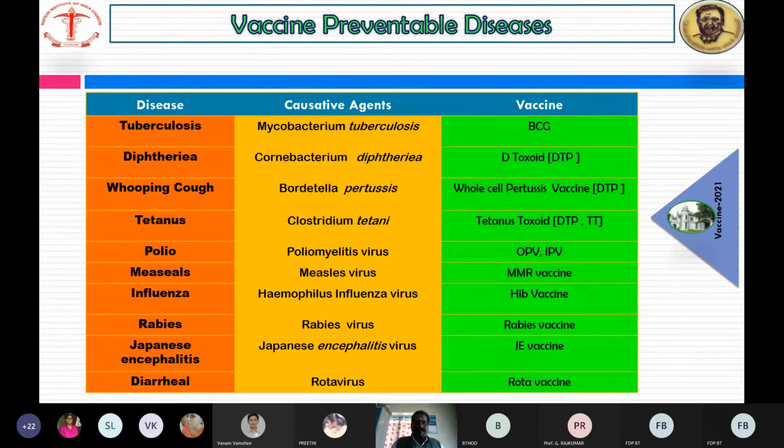Next, rabies virus is controlled by the rabies vaccine, and Japanese encephalitis is caused by Japanese encephalitis viruses. In some states in India, there are sometimes outbreaks of Japanese encephalitis. We can control it with the JE vaccine. And also rotavirus, which is one of the major and highly fatal diseases in the world. That's why the UIP has taken up the rota vaccine under the UIP program.